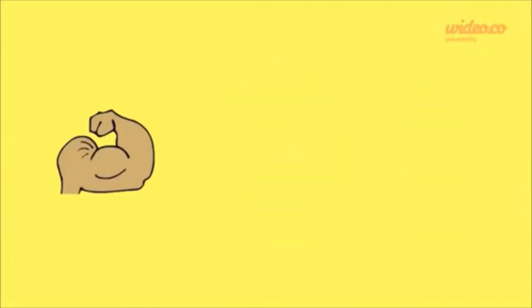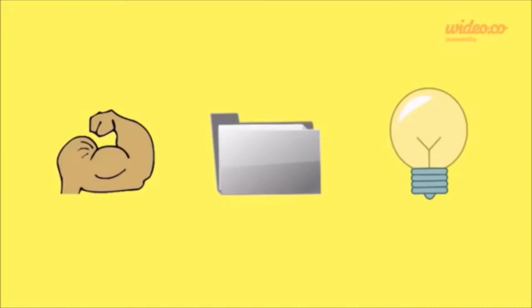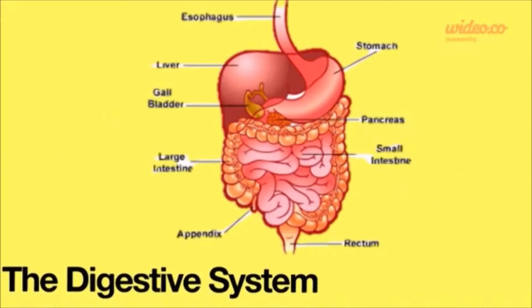How do animals, particularly humans, use food for growth, storage, and energy? This deals with the digestive system. Being a very important system in the body, it's a good idea to understand how it works.